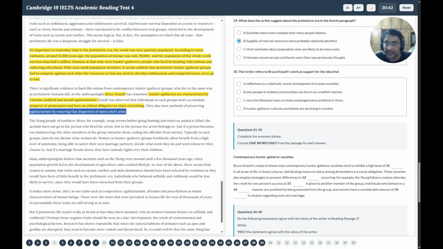people were not selfish. So, selfishness is a relatively recent development in human societies because there is significant evidence to back this notion. Back what notion? The notion of not competing against each other. So, hence, this point correlates with the previous one, and 30 is A.